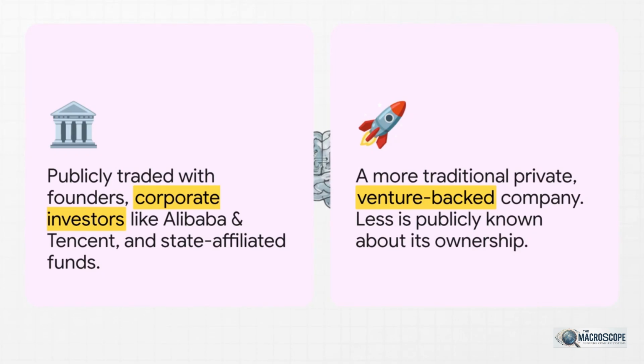When you look at who owns them, these two companies couldn't be more different. Z.ai is this publicly traded giant with a super complex web of founders, huge corporate investors, and even state-affiliated funds. That gives them a rock-solid foundation, but it also means they've got a lot of different people to keep happy. Moonshot AI, on the other hand, is your classic venture-backed startup. This lets them be nimble and move fast, but it also means their future is, well, a little less certain. These differences are going to have a huge impact on their long-term plans and support.